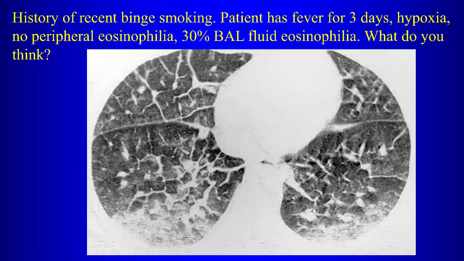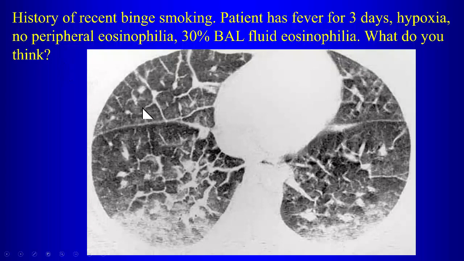This patient has a history of binge smoking, fever for 3 days, hypoxia, no peripheral eosinophilia, but on BAL, there's 30% eosinophils. What are we talking about here? What is this? So first of all, what's abnormal on the CT? On the CT we have what?